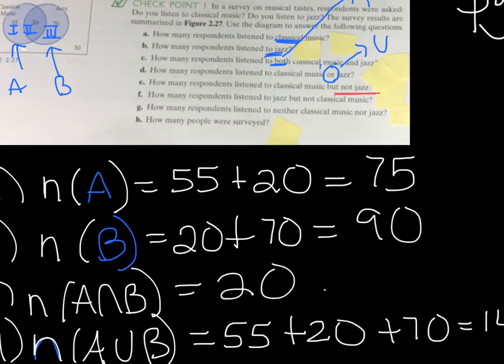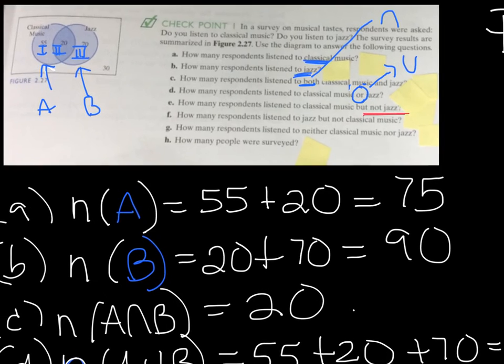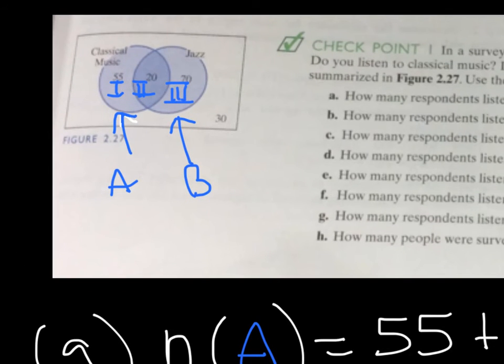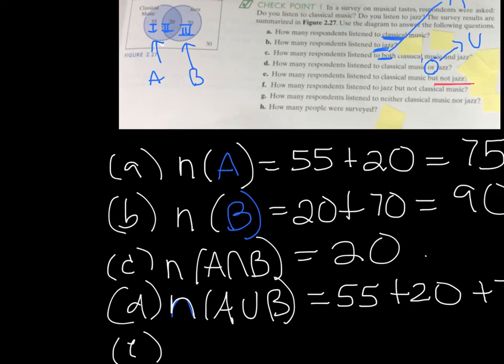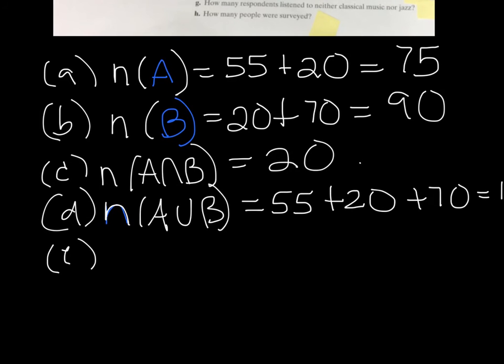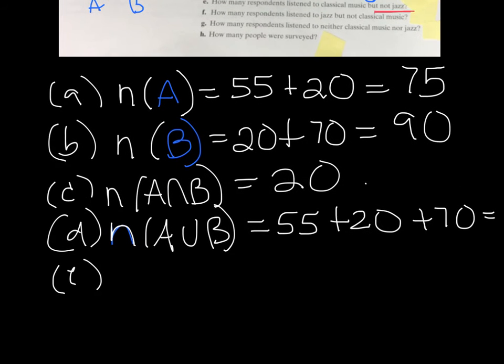So we go to our picture. Classical music but not jazz. Here's classical music, and we don't want the jazz part, so we're taking this part off. The classical music is just this piece right here. So we take away this jazz part, and it's just 55 people.